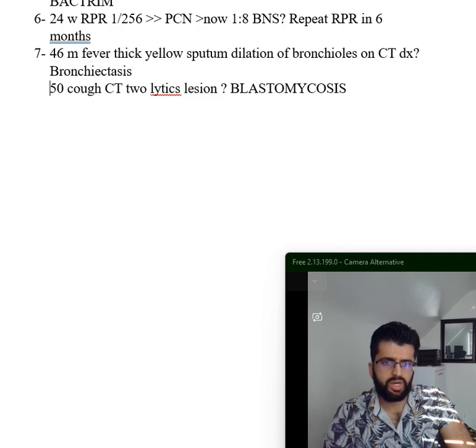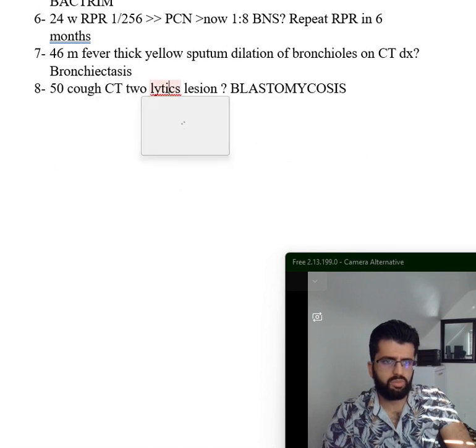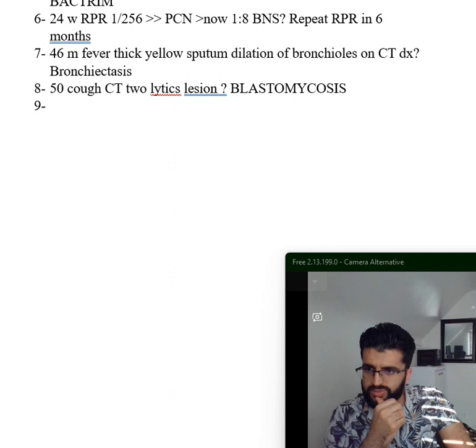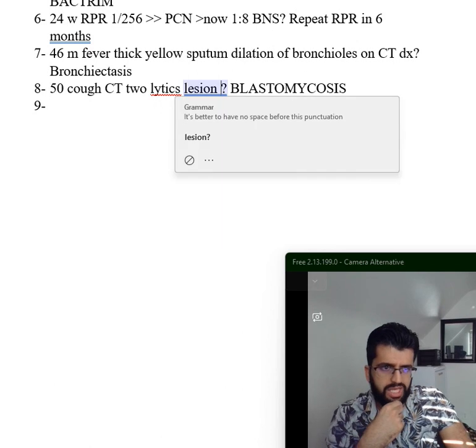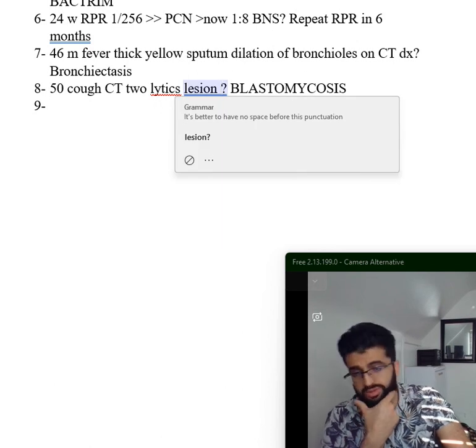This one is already summarized. If you see somebody with cough and a lytic bone lesion, and they ask you what fungal infection, this is blastomycosis. If there is somebody with dilation of bronchioles on CT, this is bronchiectasis. These are the only things that can cause that. And that brings us to the discussion of blastomycosis. There are different types.